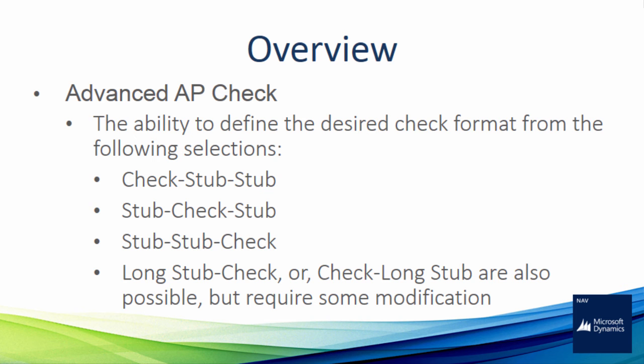So, an overview. The advanced AP check ability allows us to select different check layouts, including Check-Stub-Stub, Stub-Check-Stub, and Stub-Stub-Check, so three different layouts, and we can still leverage, of course, the standard check object reports. The standard one is a long stub check, but with some slight modification you can change your layout to show just a check with a single long stub at the bottom too, if you wish. It requires a little bit of layout changes, and that's something I'm going to show you as well, as promised.